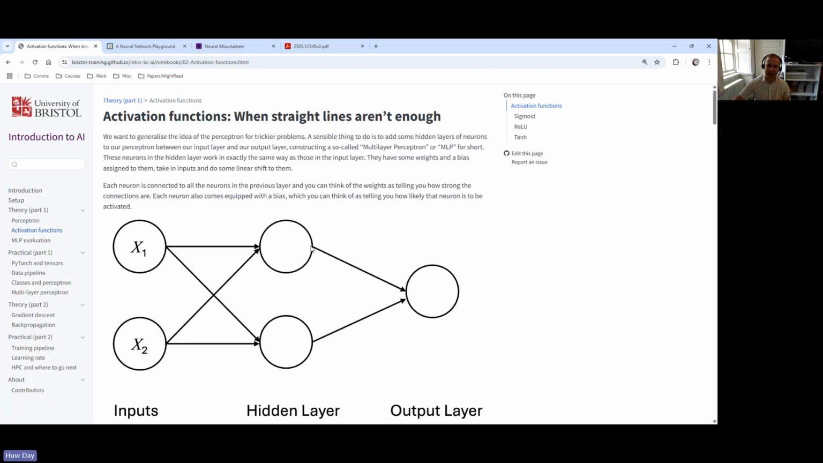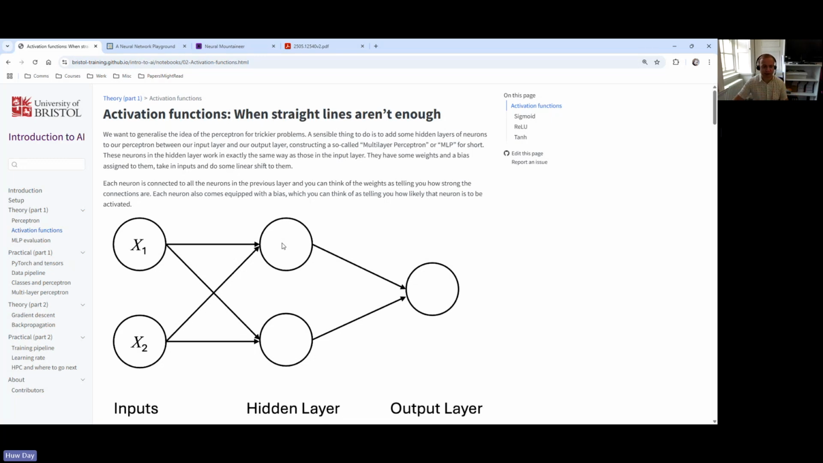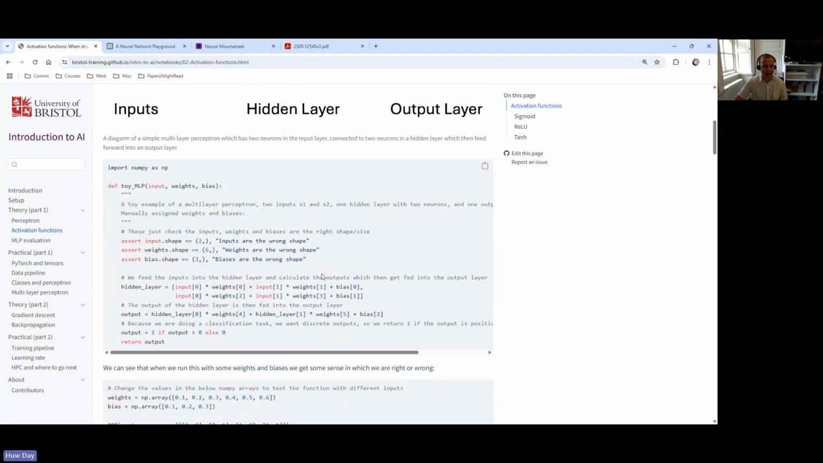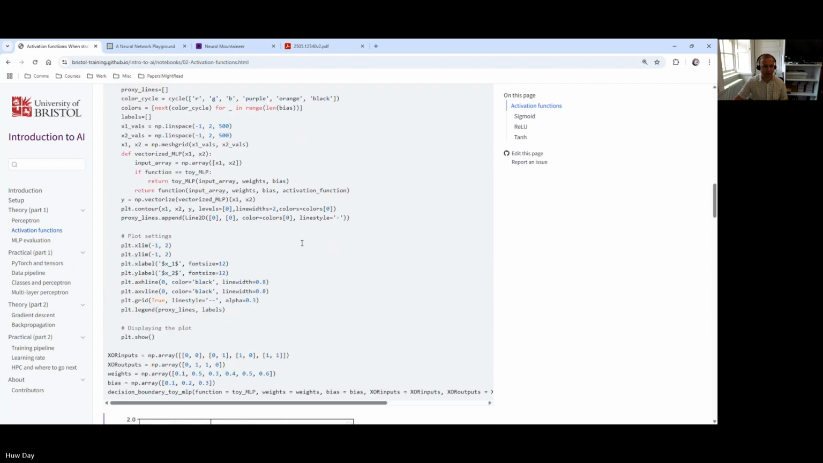Another thing to think about is we want to make what we might call the architecture of our neural network more complicated. So instead of just having a perceptron where you have an input layer of some neurons and then an output layer, we want to have some stuff in the middle to sort of jumble things up or transform our space and our points in some sense.